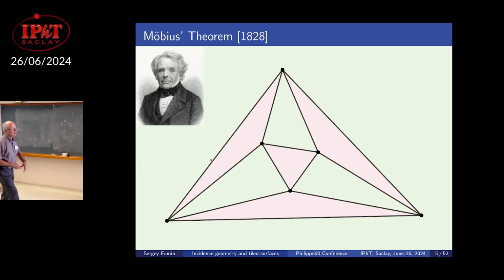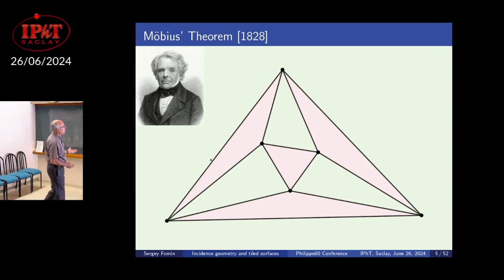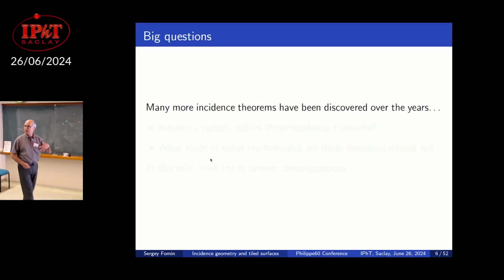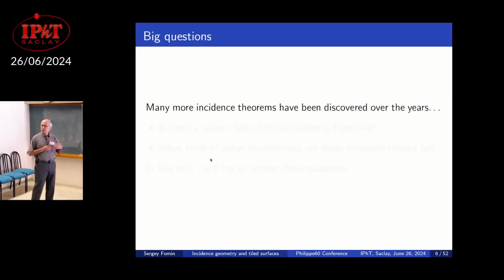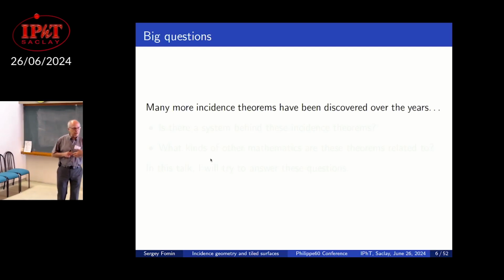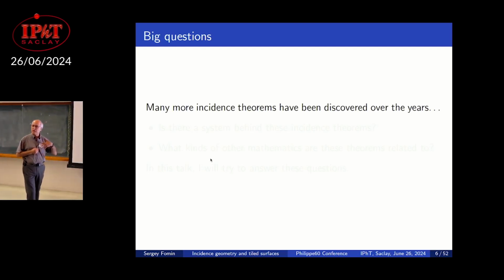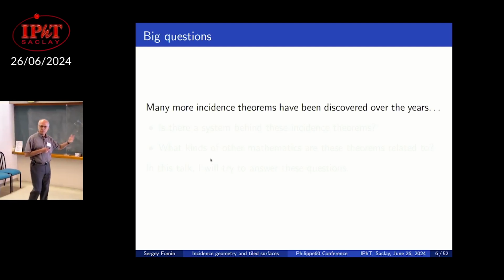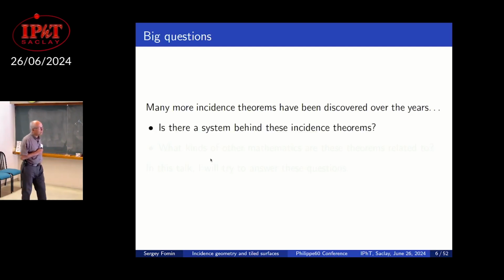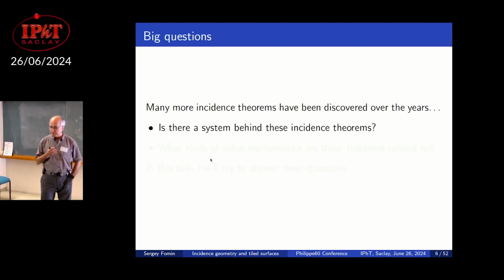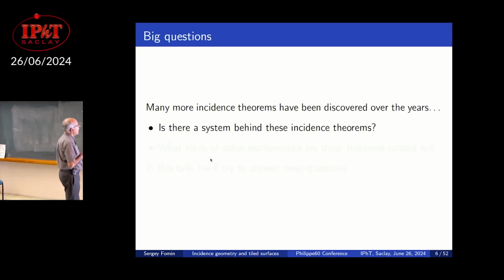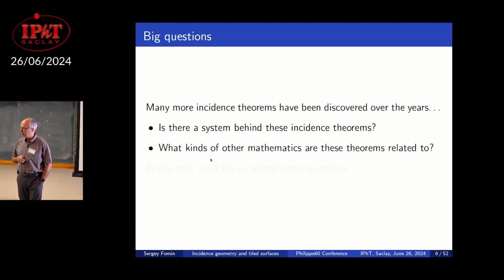Okay. And there are many such theorems, of course, in dimension 2, dimension 3, higher dimensions. Many such theorems have been discovered over the years. In the 19th century, in the early 20th century, many books have been published containing dozens of these theorems. So this is, of course, a classical subject. Of course, at some point, people must have begun to wonder where all of this is coming from. Is there some kind of system behind these theorems? And what kind of other mathematics is this related to?